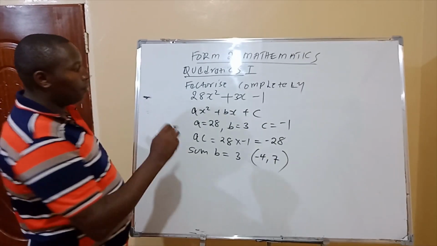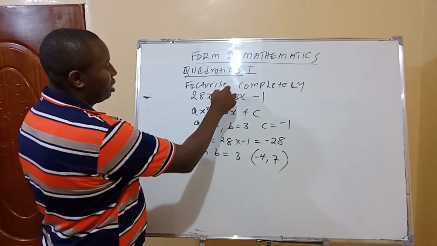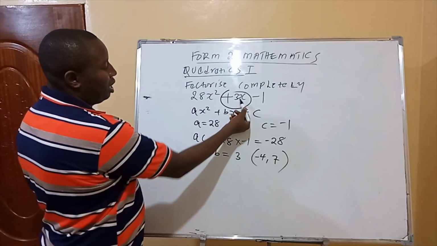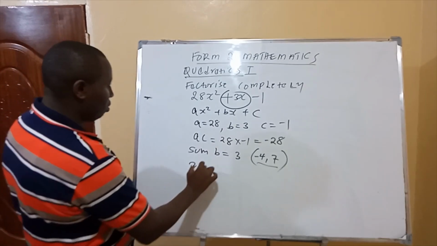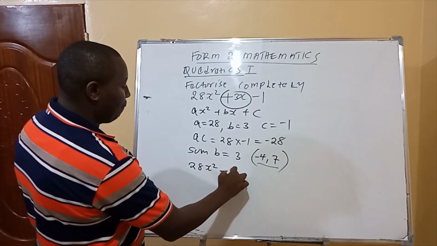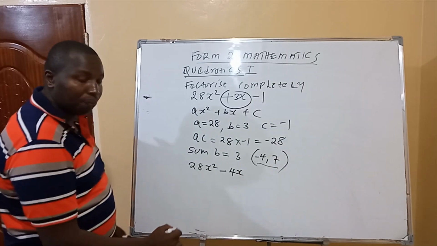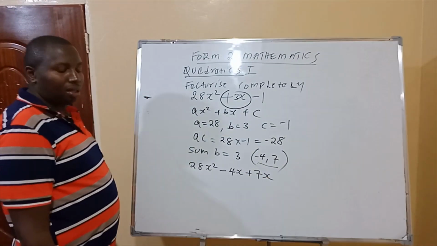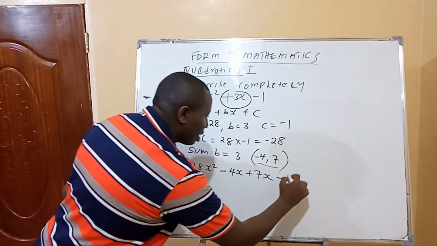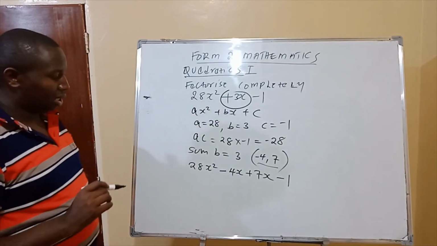So therefore, you now replace this plus 3x with -4x and 7x. So you write 28x squared minus 4x. You can start with -4x, then plus 7x, like that, then -1, like that.